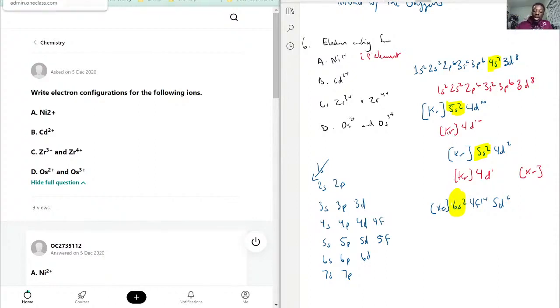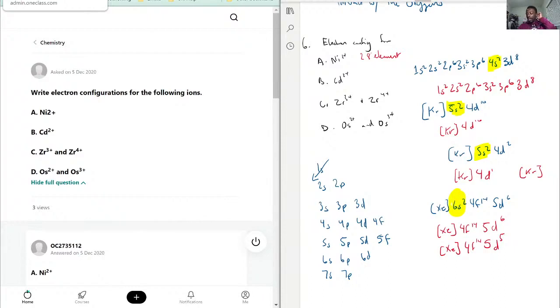We will have, this is shorthand, 4f14, 5d6 still, which is good. And then for the Os3+, we have the same thing here, 4f14, and then 5d5. Sorry, I was just decreasing the wrong part.